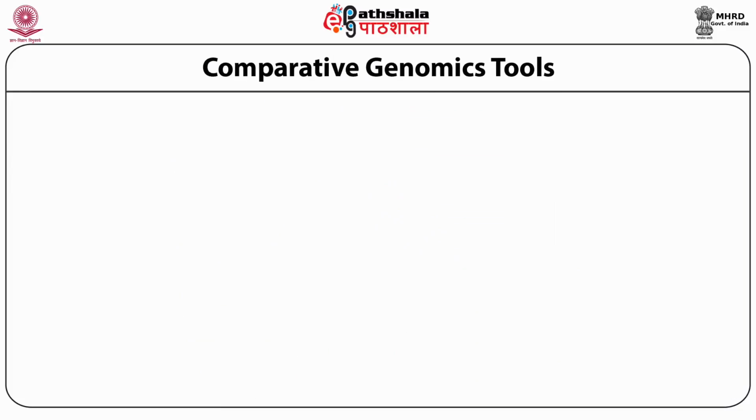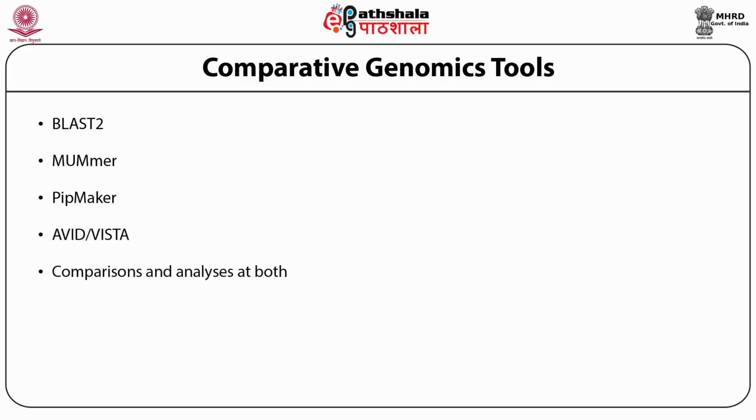We discussed comparative genomics tools, especially those bioinformatics tools which help in comparative genomic analysis, such as BLAST2, MUMmer, PipMaker, and AVID, for comparison analysis at both the nucleic acid and protein level. You should know that BLAST is used for sequence comparison and similar sequence identification.